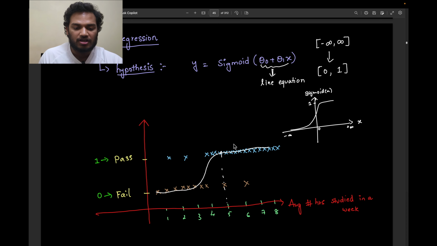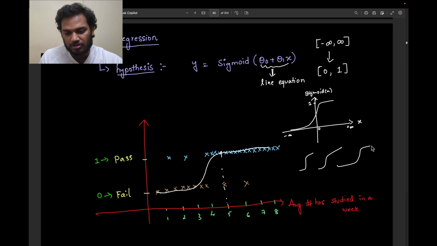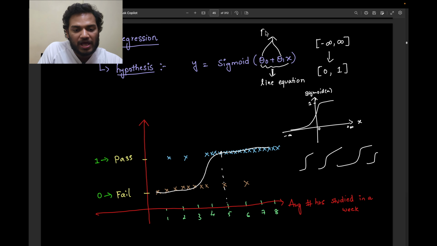And how will this particular hypothesis change? Basically this S-shaped curve can be like this, or like this. It can be in several ways. And how the shape of this S-shaped curve changes will depend on these particular theta naught and theta 1 values. And what are these theta naught and theta 1? These are called parameters.